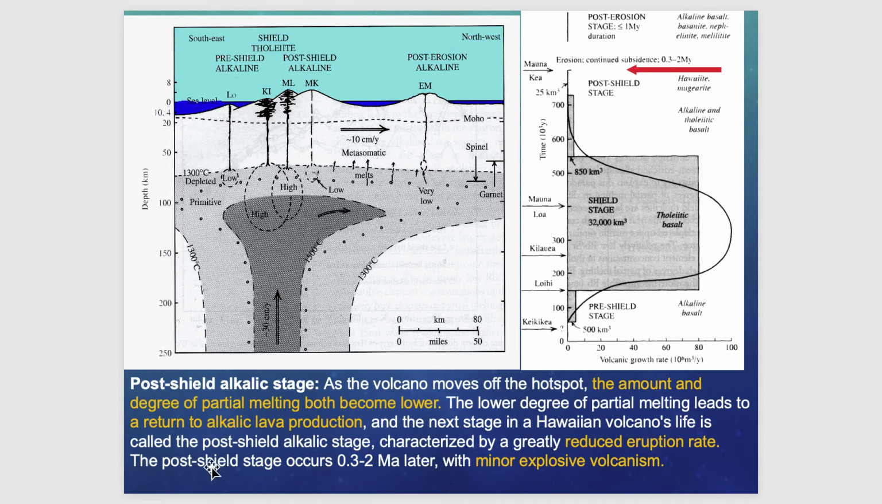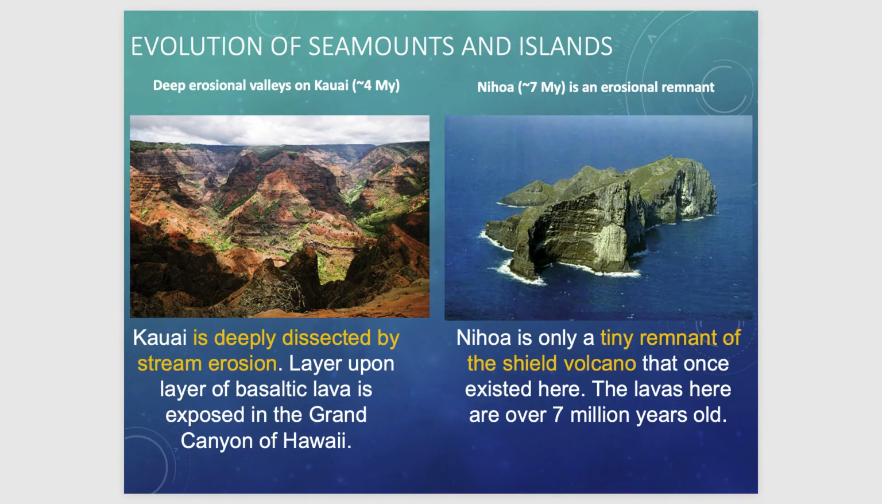So commonly in terms of time, you can think of this post-shield stage as occurring roughly 300,000 years after the main tholeiite stage, but up to 2 million years later. Quite often, once the islands cease volcanic activity completely, they are strongly affected by erosion. So after 4 million years, you have this example from Kauai that is deeply dissected by stream erosion.